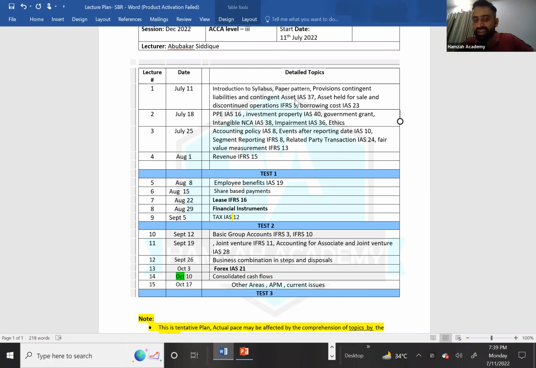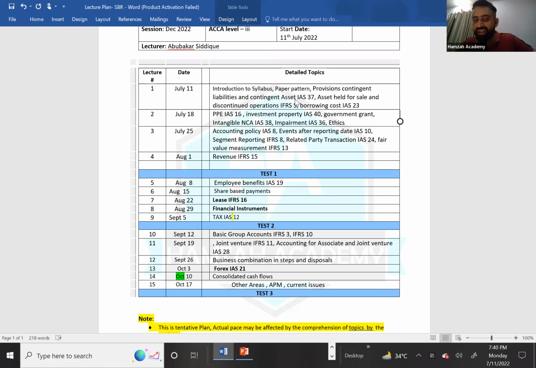Then we have lease, IFRS 16. We have studied lease a little bit at FR level, but at SBR level, we are going to study the lease accounting standard IFRS 16 completely, including lessee, lessor, sale and leaseback, lease modification, and lease reassessments. All these things will be studied here.